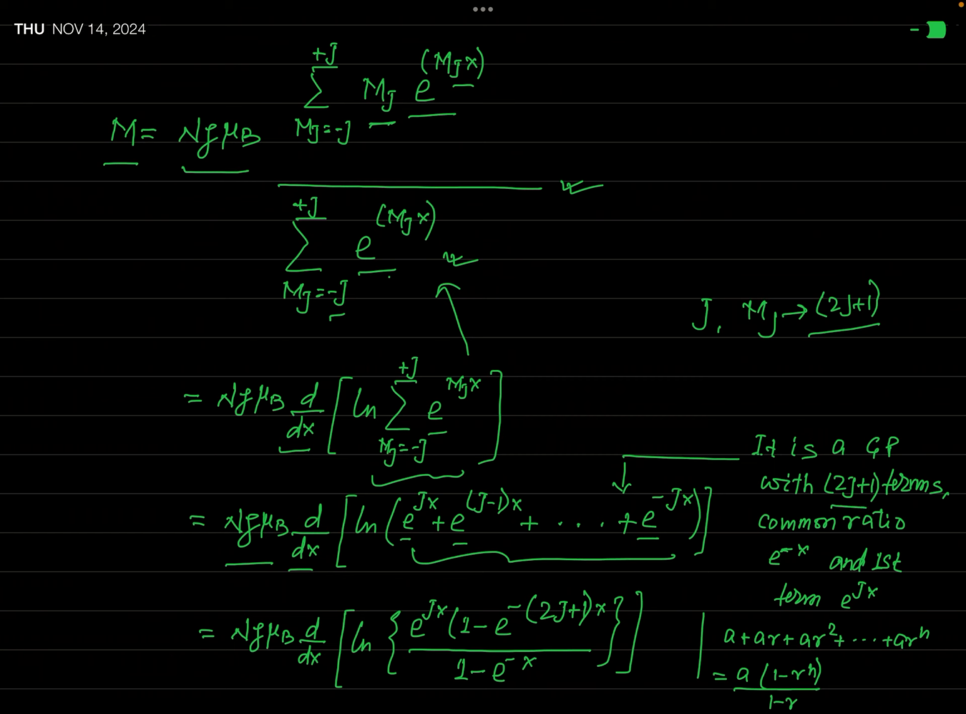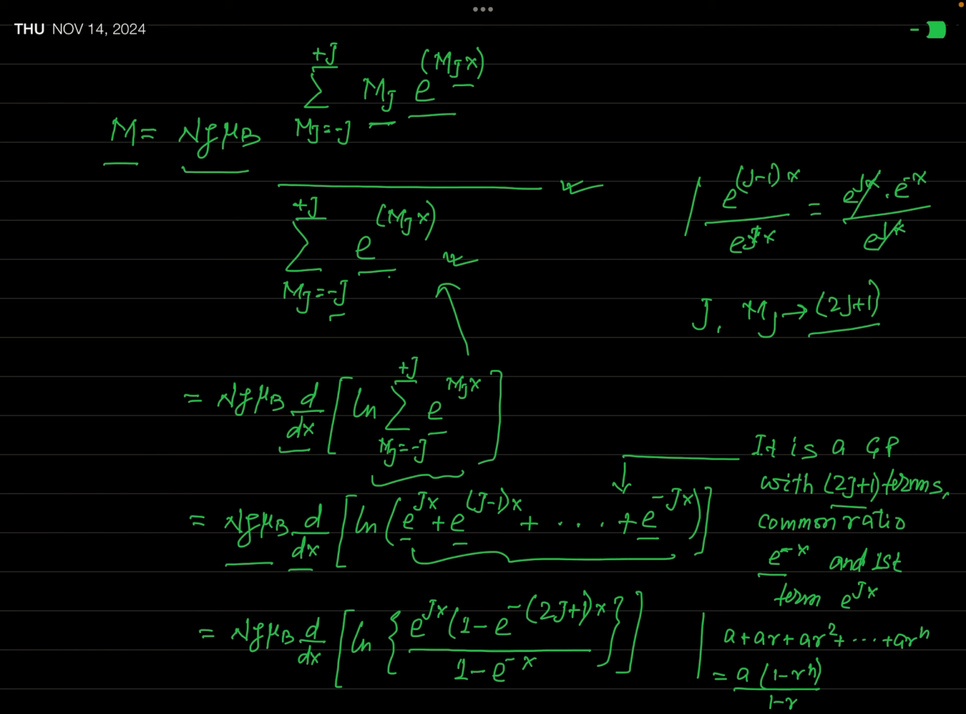Containing these 2j plus 1 terms. I have written it here. It is a GP, geometric progression, with 2j plus 1 terms. And what is the common ratio? Common ratio is e to the power minus x. You can check. The second term is e to the power j minus 1 into x, and first term is e to the power jx. Okay? So you can see this is e to the power jx times e to the power minus x divided by e to the power jx.